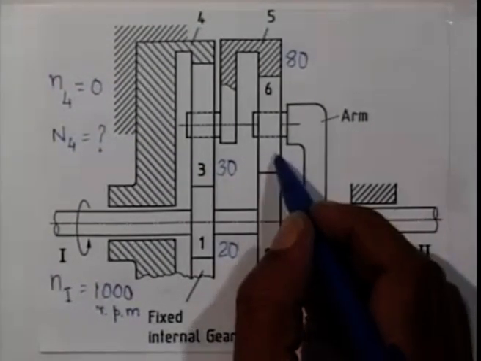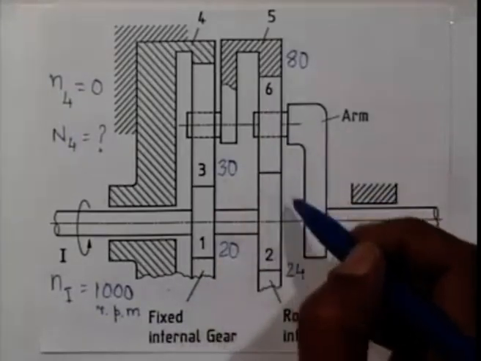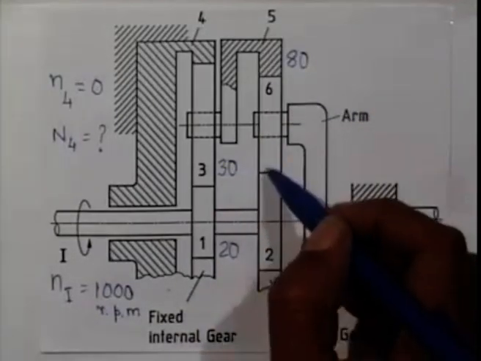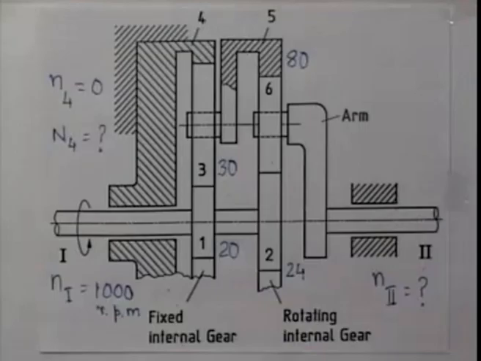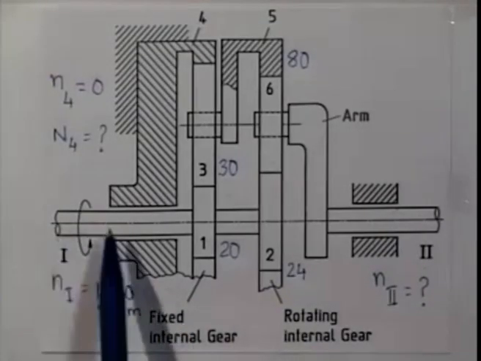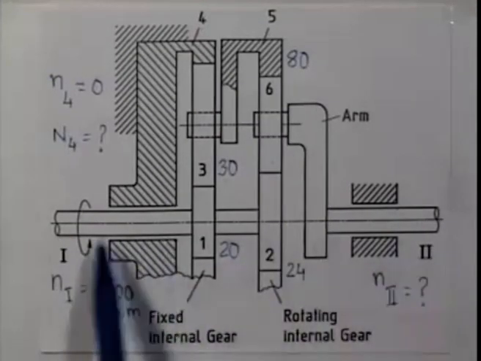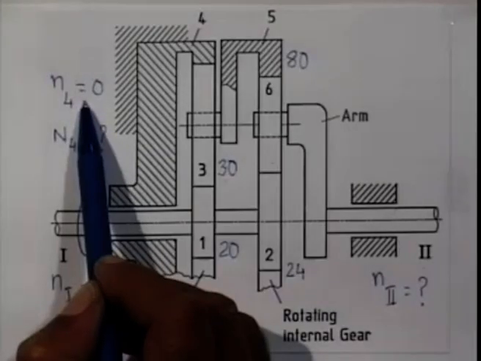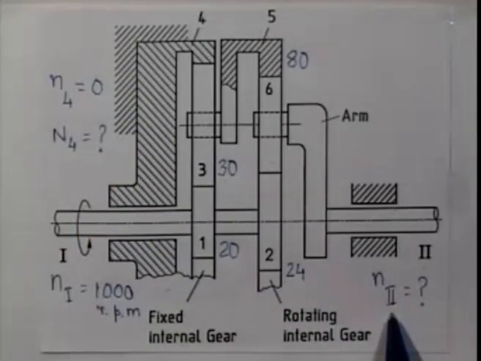Whereas here we can calculate the number of teeth on gear 6 from this 80 and 24, but we will never need it. So this is the problem. The epicyclic gear train is specified, two speeds are specified, 1000 and 0. We have to find out this output speed. Let me now solve this problem.